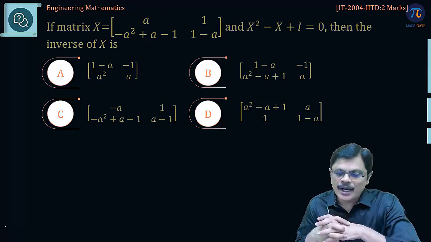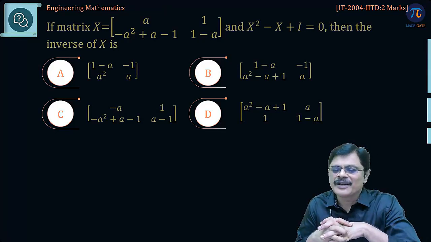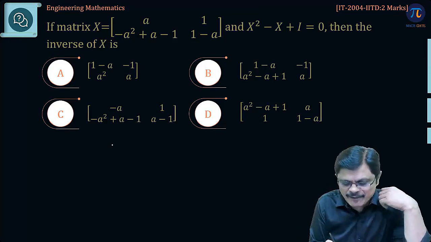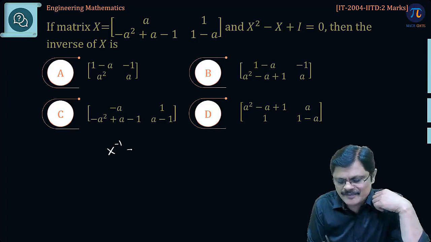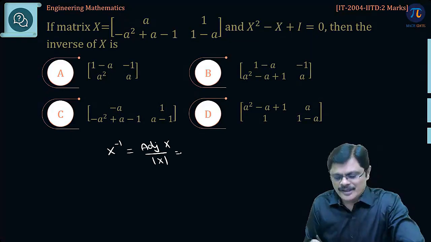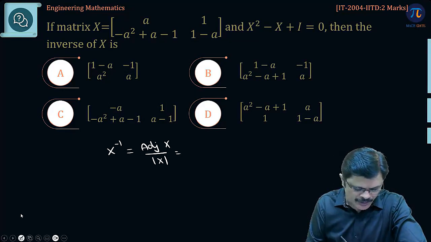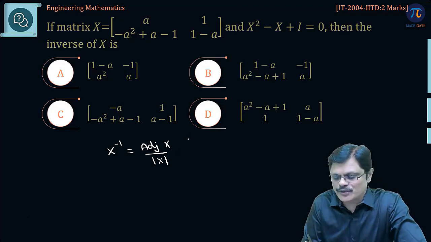Right. Now let us see this. X is given, and x square minus x plus I is equal to 0 is given. Then what is the inverse of x? One method for finding x inverse is adjoint x by det x, or there is one more shortcut also available for 2 by 2 matrices. The shortcut goes like this.